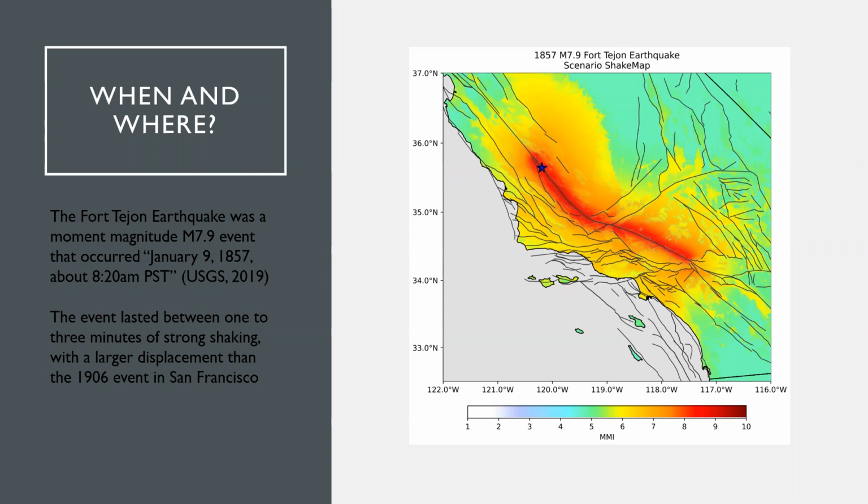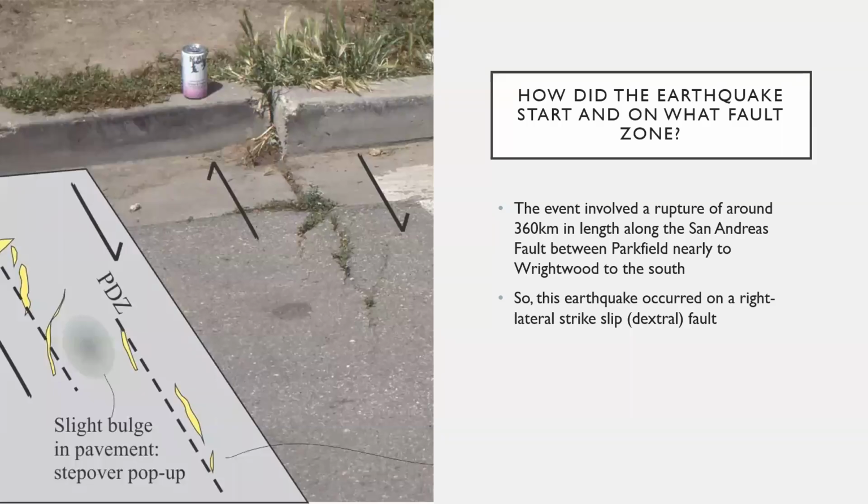Also on this map to the right, you can see the location of Fort Tejon, where a lot of the stronger shaking was known to have occurred. The shaking lasted an estimated 1 to 3 minutes. It was actually considered a larger displacement event than the event that occurred about 50 years later in San Francisco. Just a little background on the geology of the San Andreas Fault.